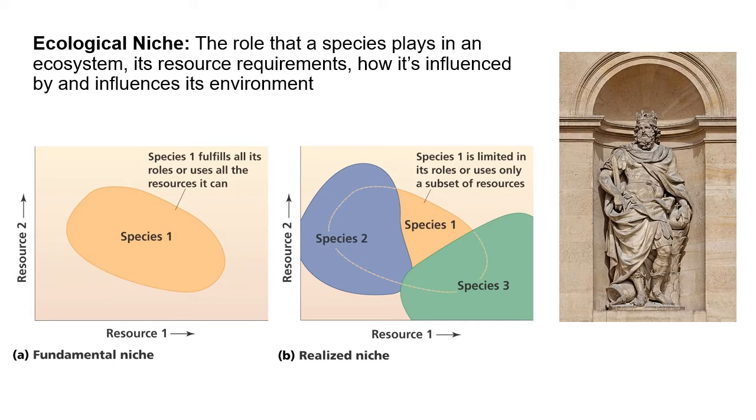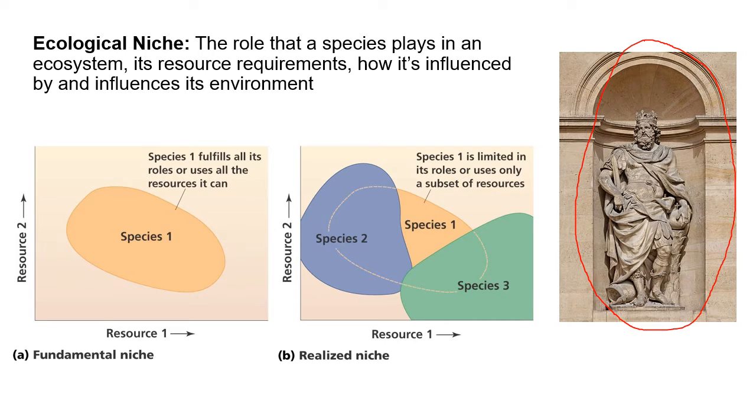The word derives from niche, which is an architectural term. If you see over here, this statue in this little carved out area, that's called a niche, because the little concave area in the wall is fit exactly to the size of the statue. So you can think of the statue as being the organism or the species, and the niche as being the sort of place it fills.